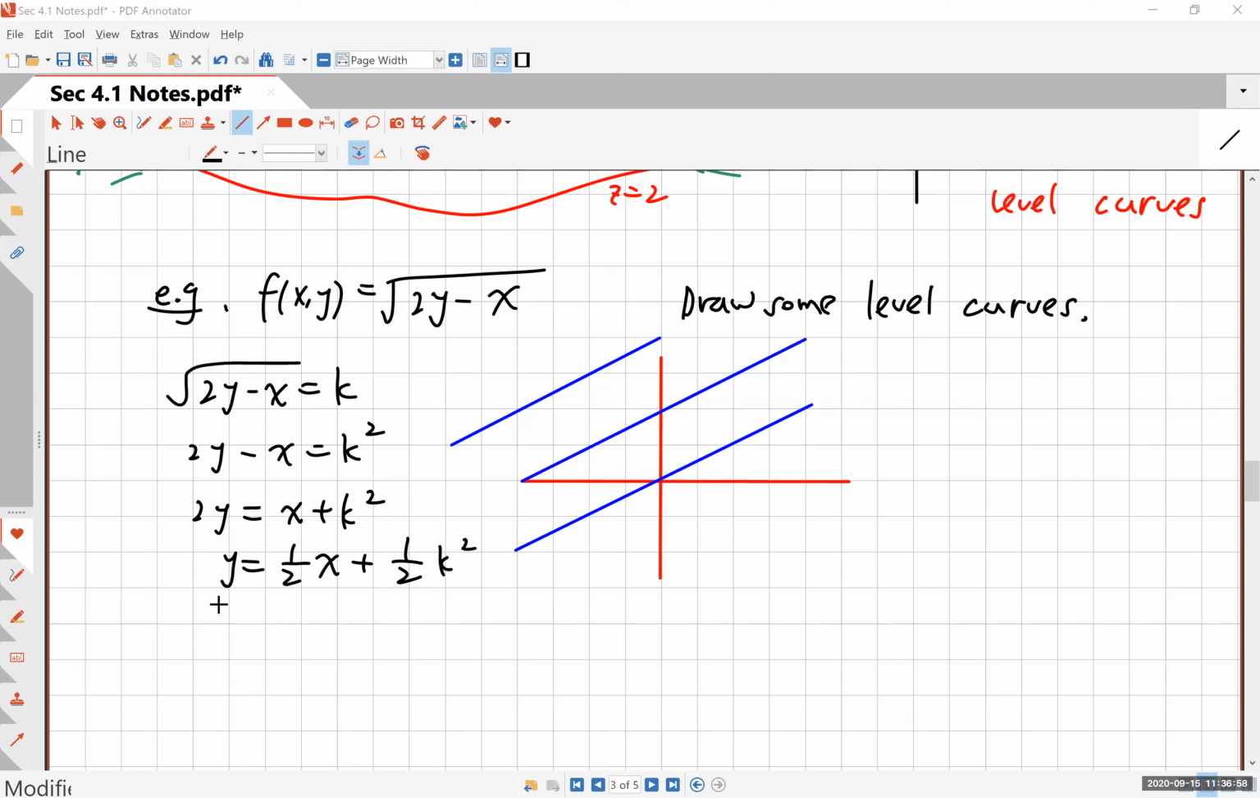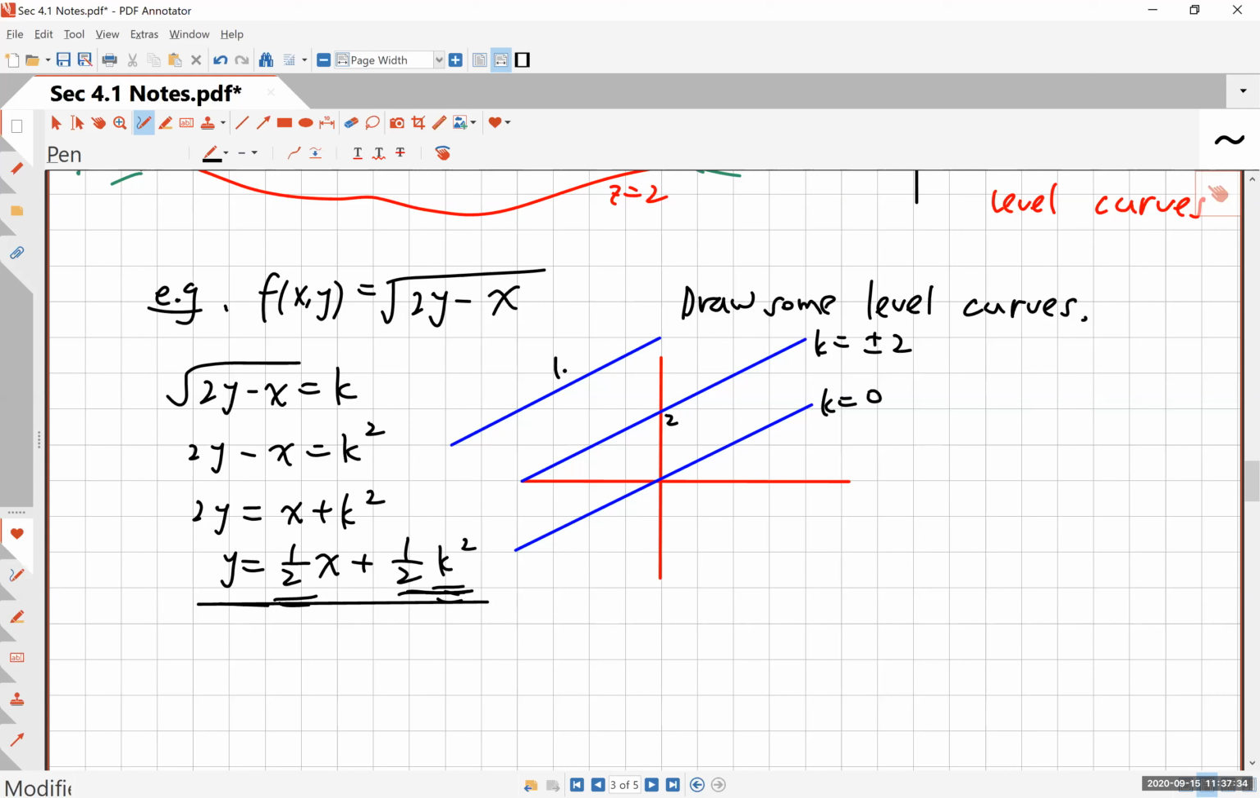Because according to my algebra, this is just a simple calculation. All of these are just lines with slope 1/2, right? So when k is equal to 0, you get y is equal to 1/2 x, which is this. When k is equal to 1, that's a little tricky. But how about 2? When k is equal to 2, this is 1/2 x plus 4 divided by 2, it's 2, right? So this will be when k is equal to 2. And in fact, if k is plus or minus 2, they will give you the same answer because k squared is always going to be a non-negative number.